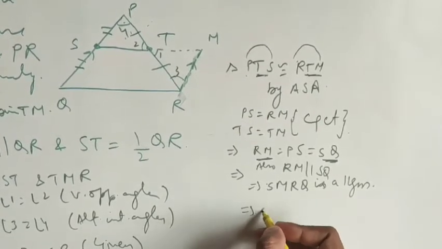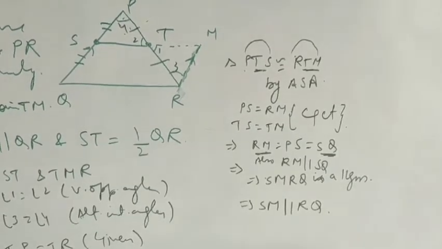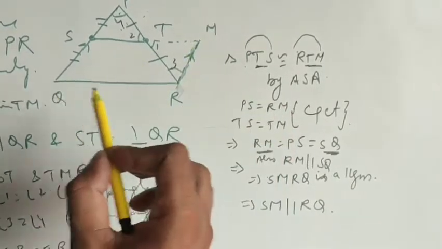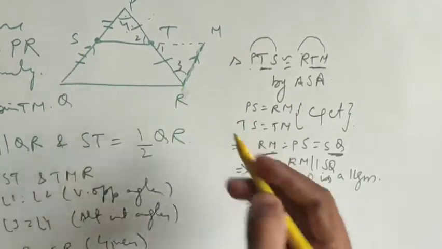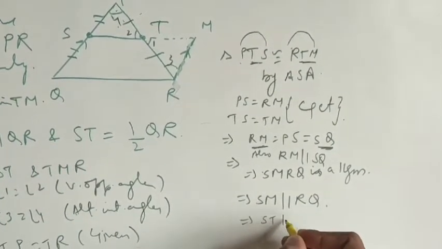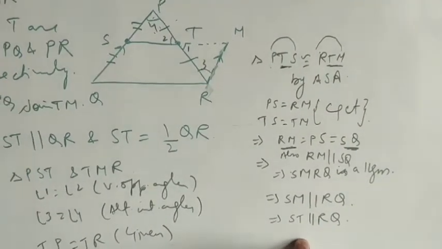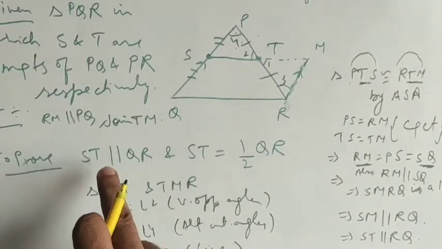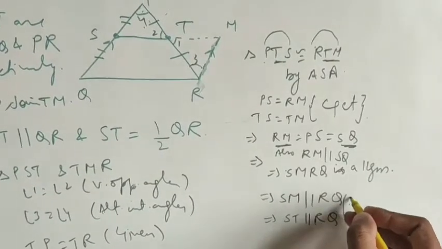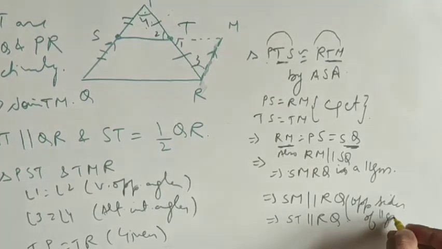So it implies SM is parallel to RQ. So therefore SM will be parallel to RQ. And if SM is parallel to RQ, then ST will be parallel to RQ also. So it implies ST is also parallel to RQ. This was one of the parts: ST will be parallel to RQ. This is proved, because these are the opposite sides of a parallelogram.